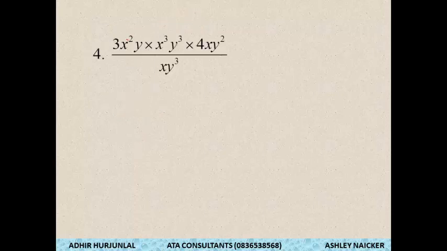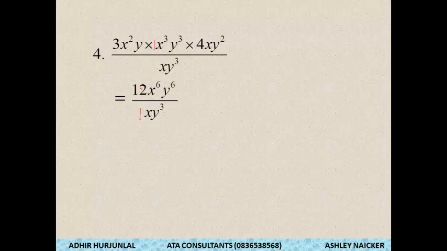Example number 4 a bit longer, but nonetheless, we can do it. There's a 3. There's nothing over here, but remember the number here is a 1. There's a 4. So the answer here is 3 times 1 times 4. X squared times x cubed times x. Look at the y's. There's the y's. So you should have 12x to the 6, y to the 6 over xy cubed. Again, guys, remember there is a 1 here.